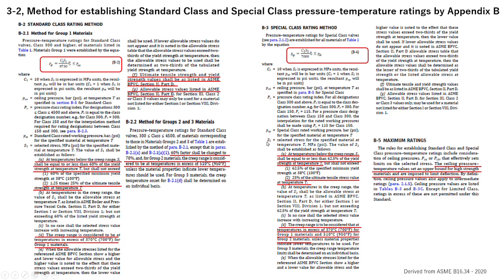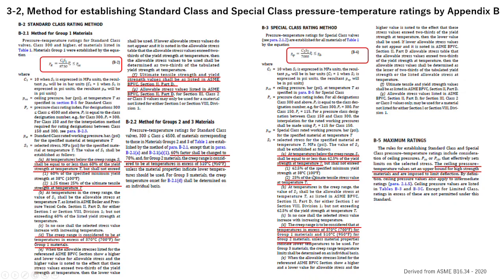So how about the selected stress S2? This is an important factor for working pressure. The value of S2 shall be established as follows. At temperature below the creep range, S2 shall be equal to or less than 62.5% of the yield strength at temperature T, but shall not exceed the following: number 2, 25% of the ultimate tensile stress value at temperature T.